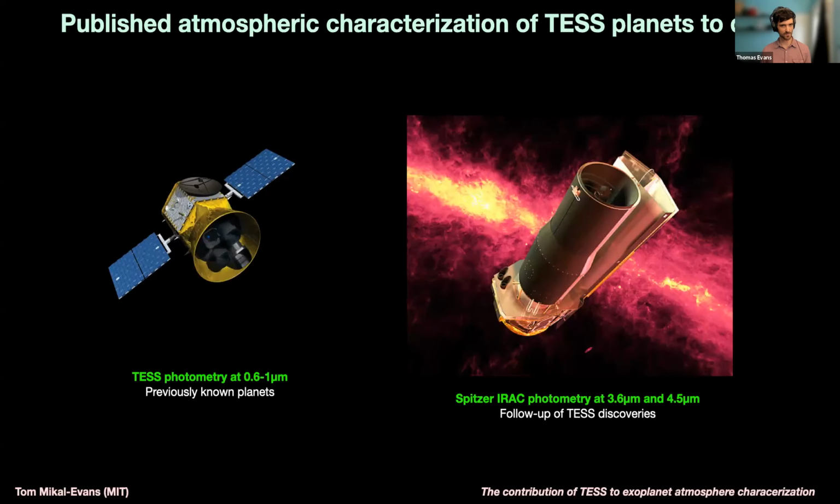So that's the future, but how about atmospheric characterization work that's already been published? Until now, publications have come from two sources: the TESS photometry itself, mostly for previously known hot Jupiters, and at longer wavelengths, Spitzer follow-up photometry of TESS planets.